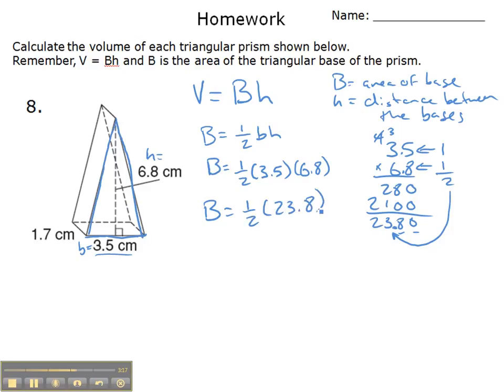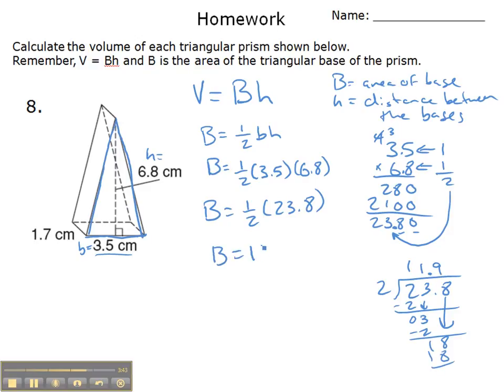23.80, or just 23.8. The way I find half of 23.8 is divide by 2. 23.8 divided by 2. There's 1, 2, and 2. Subtract, we get 0. Bring down the 3. There's 1, 2, and 3. 1 times 2 is 2. Subtract, we get 1. Bring down the 8. And there are 9 2's in 18. And don't forget to line up the decimal in your quotient. So the area of the base is 11.9. And since we're talking about area, it would be centimeters squared.